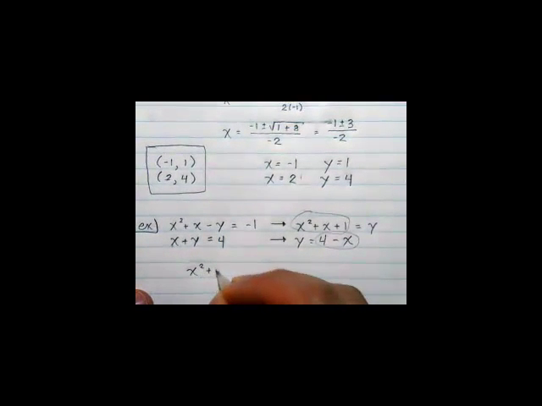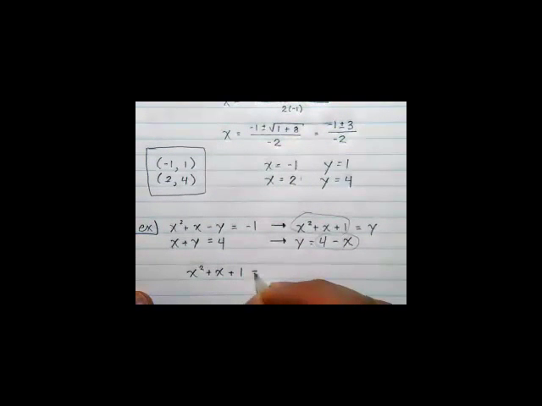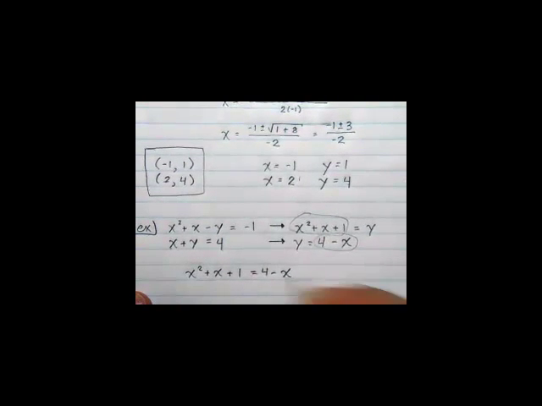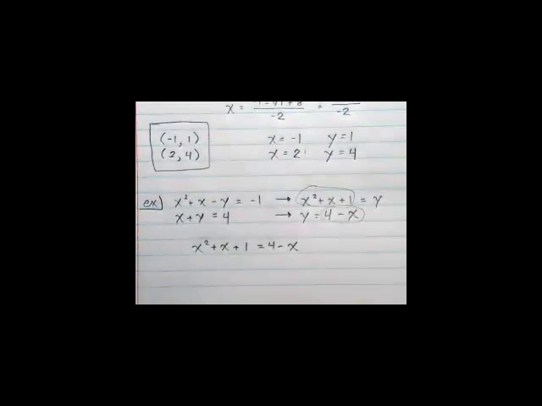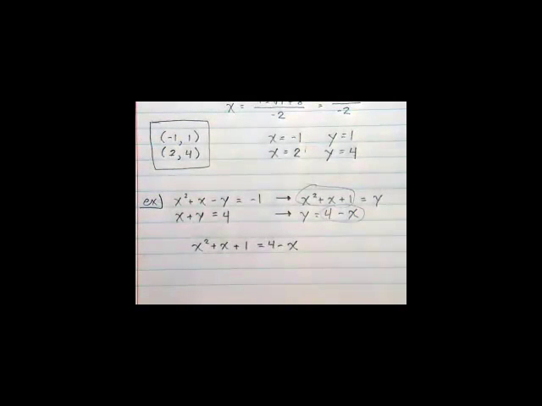So x squared plus x plus 1 equals 4 minus x. And now, all we have to do is treat it like a quadratic, move everything to one side, and then we've got our choices again of what method we want to use to solve that quadratic.